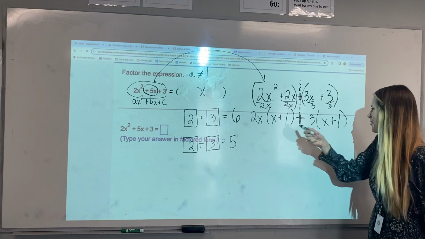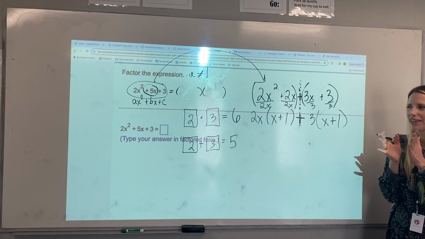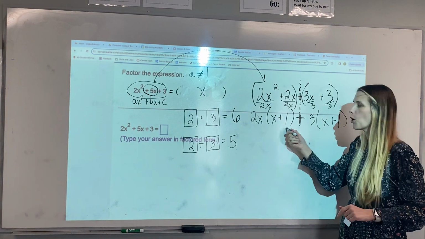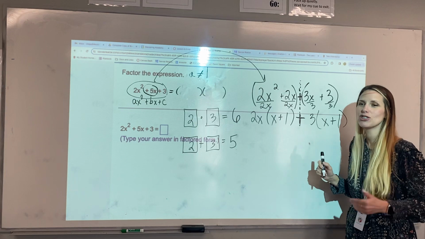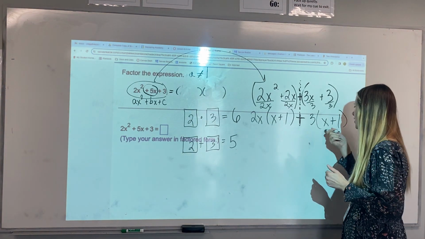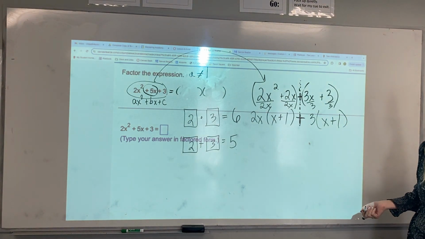Matchy, matchy, bobo, batchy. That's our celebration rhyme. When you do this and you get a matchy, matchy, bobo, batchy, that means you did it right. If you get the same binomial here as here, you did it correctly. Now, how do we get our final answer?